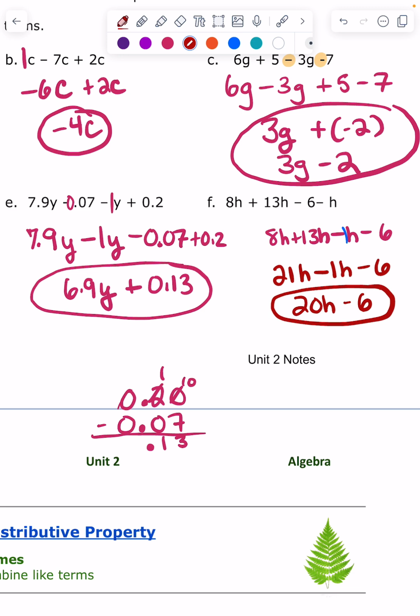Now I can't put those together because they are not like terms. One has an h and one doesn't.